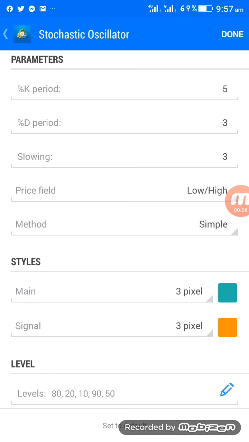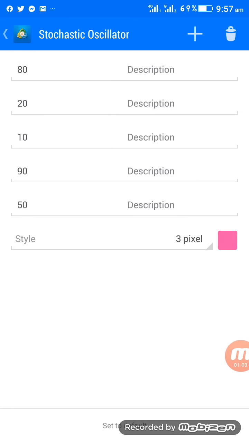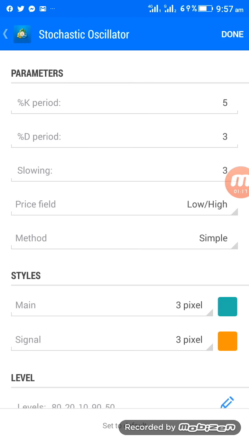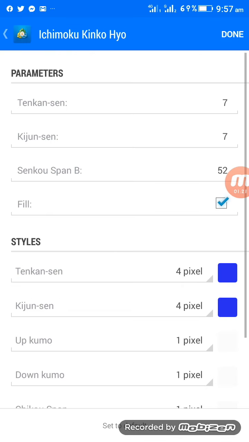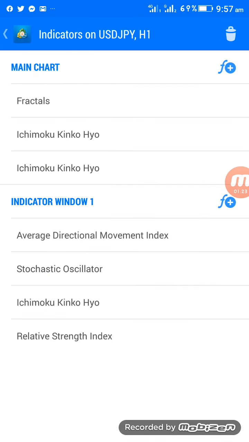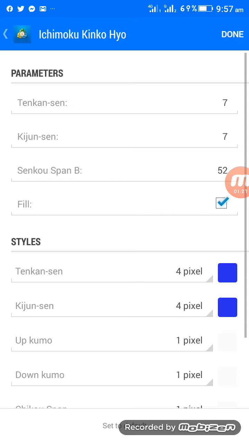Set it this way, then come to this level. Click it. You click this plus for all these 5 levels to appear, and then you set these numbers this way, and then choose the color of your choice and press back, and then click done. That's for the stochastic. Then the Ichimoku in this indicator window 1, this is how it will be.